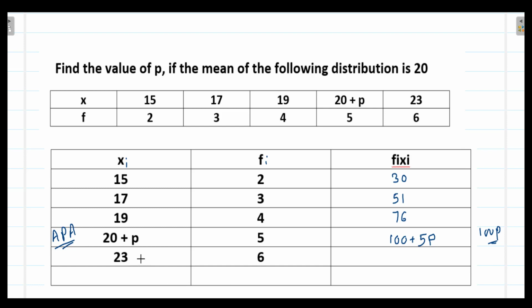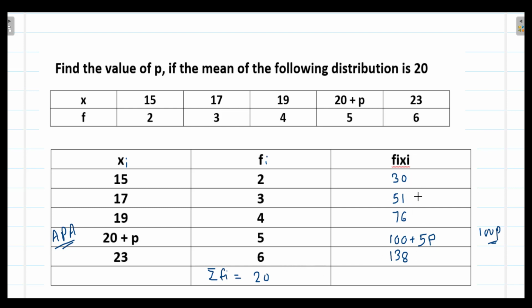Then multiply 23 into 6 and that will be 138. Now what we do, we take the sum of the frequencies. So we denote it by summation of fi, and if you add all these you get 20. So the sum of all the frequencies is 20. As I told in the previous episode, this is an important step. So highlight this, that the total of the frequency is 20.